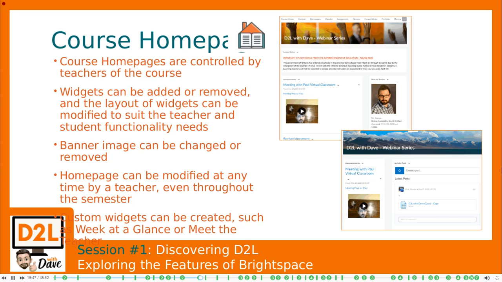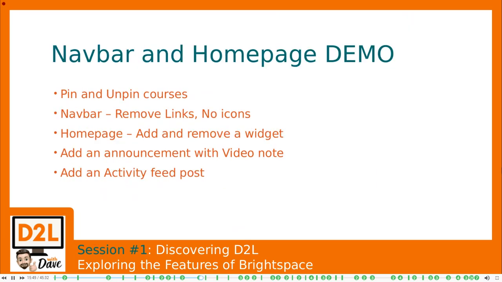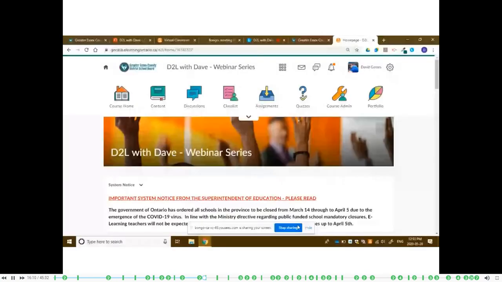So I'll jump into the next one, which is going to be a navbar and homepage demo. So I've already shown you how to pin and unpin courses. I'm just going to show you very briefly something about the navbar, the homepage, and then we'll look at a standard homepage where we can add in an announcement and an activity feed post. Okay, so I'm going to hop into this course again. And hopefully you can see everything here.